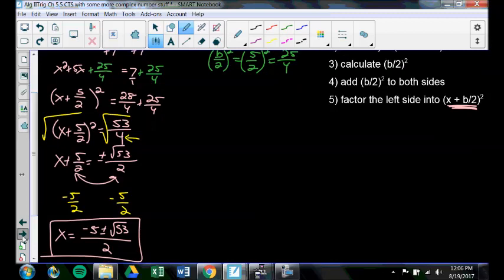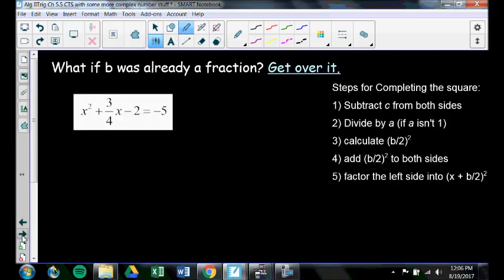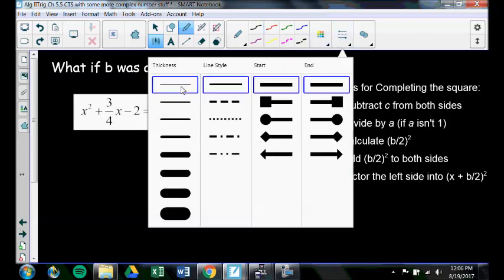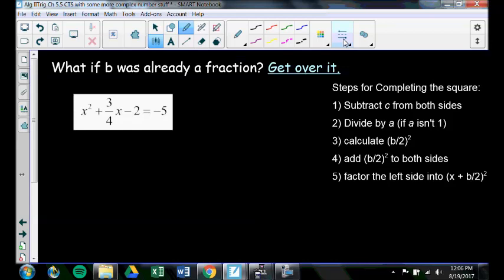Completing the square. Okay, what if the b value is already a fraction? So last time we had an odd b value, now the b value is already a fraction. Nothing is going to change, same process. I'm going to start by adding the 2 to both sides, getting me x squared plus 3/4 x equals negative 3.